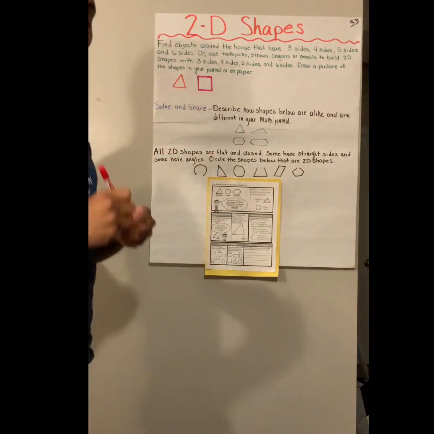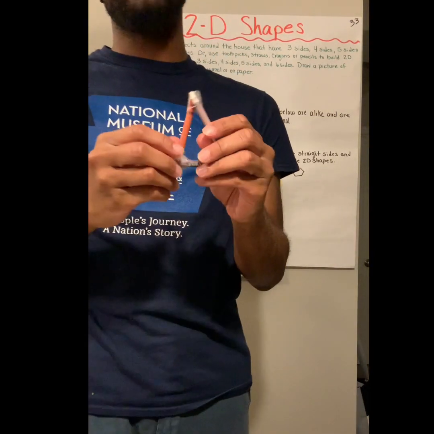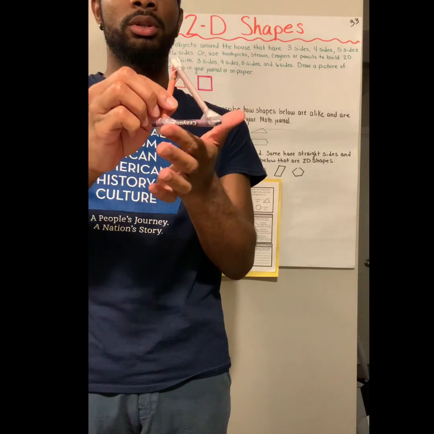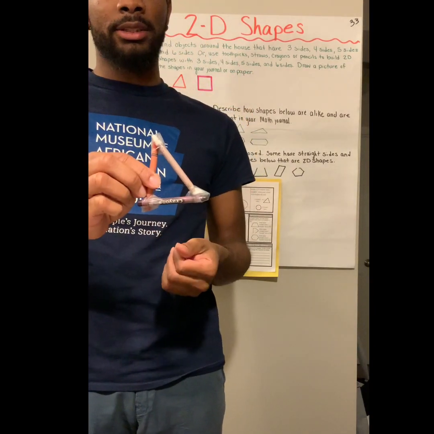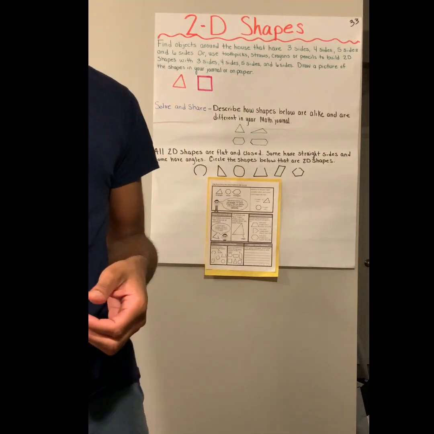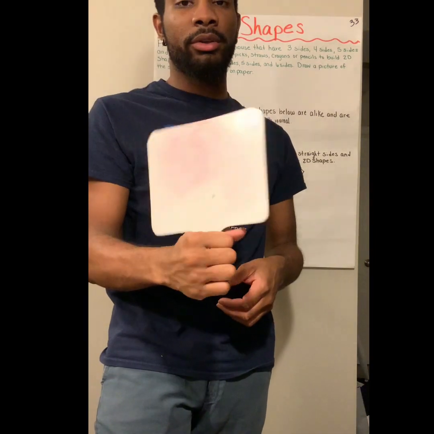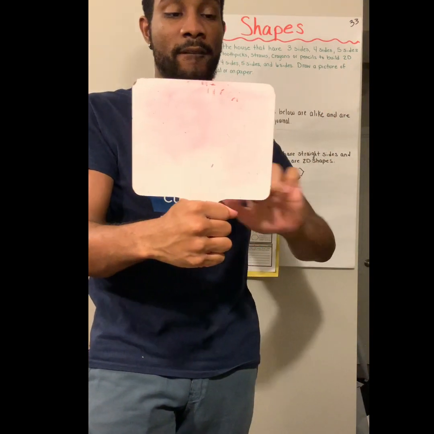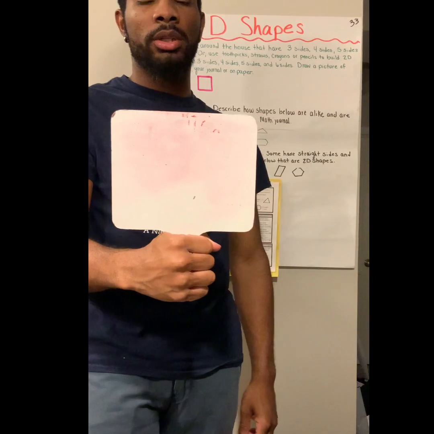Now notice, I'm going to go back to the triangle. How do I know this is a triangle? Because it has 1, 2, 3 sides, okay? How do I know this is a square? Because it has 1, 2, 3, 4 sides, okay?